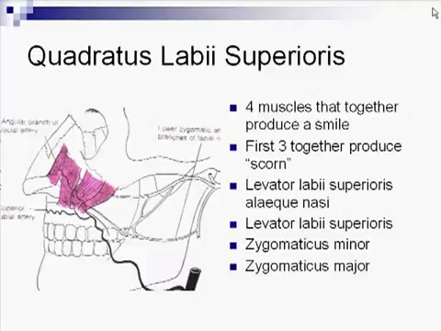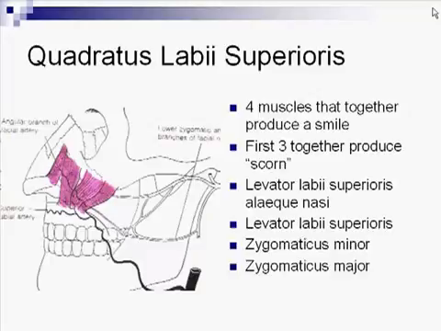If we look at the Levator Labii Superioris, the origin is the maxilla. The insertion is the upper lip. The action is it raises the upper lip. The expression would be scorn.